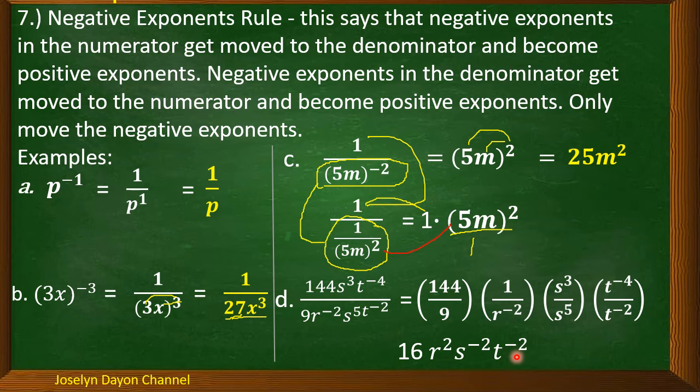Now, simplify further. So 16r squared will remain in the numerator, while the 2 will be in the denominator. So we have s to the power of negative 2, so this becomes s squared, and t to the power of negative 2 becomes t squared. So this is now our final answer: 16r squared over s squared t squared.